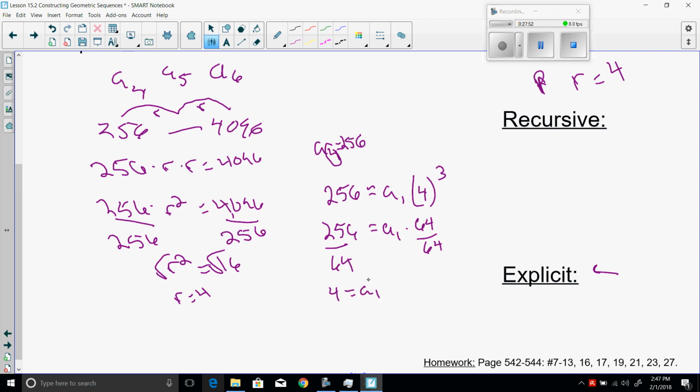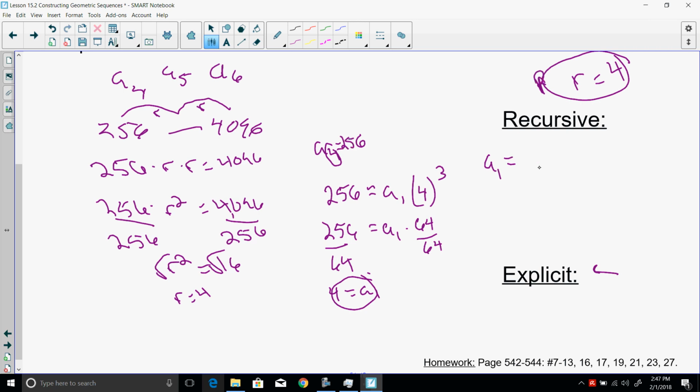So now I have everything to write my formula. I have my first value, and I have my common ratio. So a sub 1, just found, is equal to 4. A sub n is then equal to a sub n minus 1 times the common ratio of 4, for n greater than or equal to 2. And for the explicit rule, I write a sub n, the value of any term, is equal to the value of the first term, which we just found out to be 4, times the common ratio, which is also 4, it's a coincidence here, to the n minus 1.